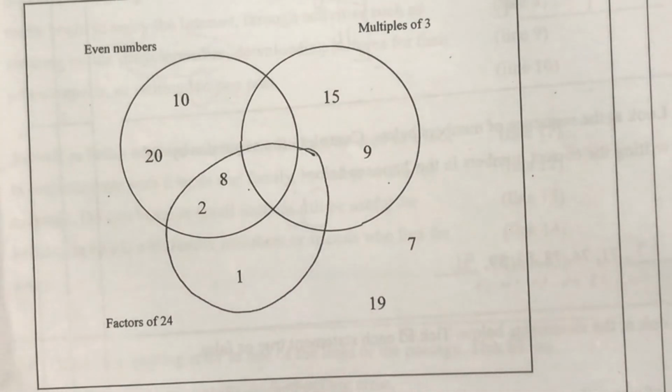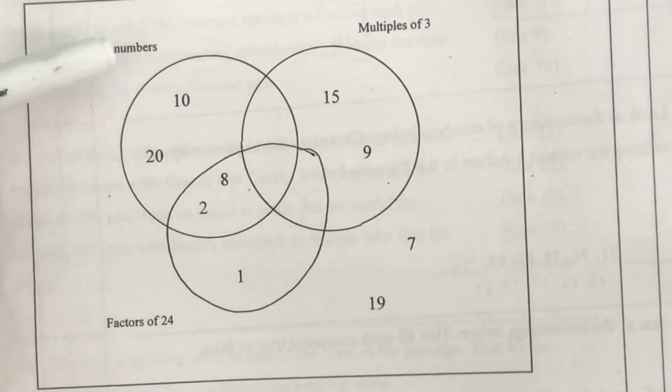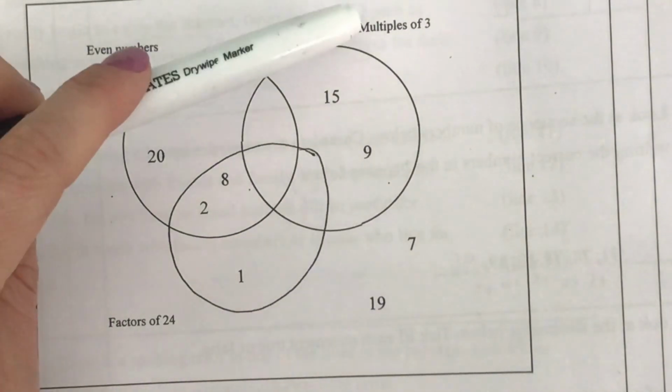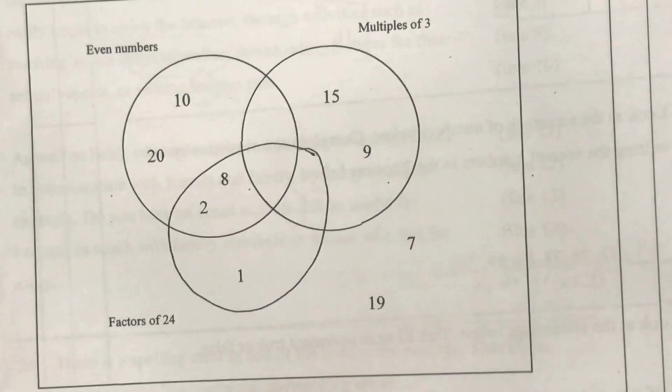Question number 21, you've got a Venn diagram and Ellie's putting whole numbers from 1 to 20 into 3 different sets. She's got even numbers, multiples of 3 and factors of 24. It says what number should Ellie put in the middle section? So that's this bit here. It has to be an even number, it has to be a multiple of 3 and it has to be a factor of 24. So you've got 2 numbers that are going to go in there. They're even, they're multiples of 3 and they're also factors of 24.